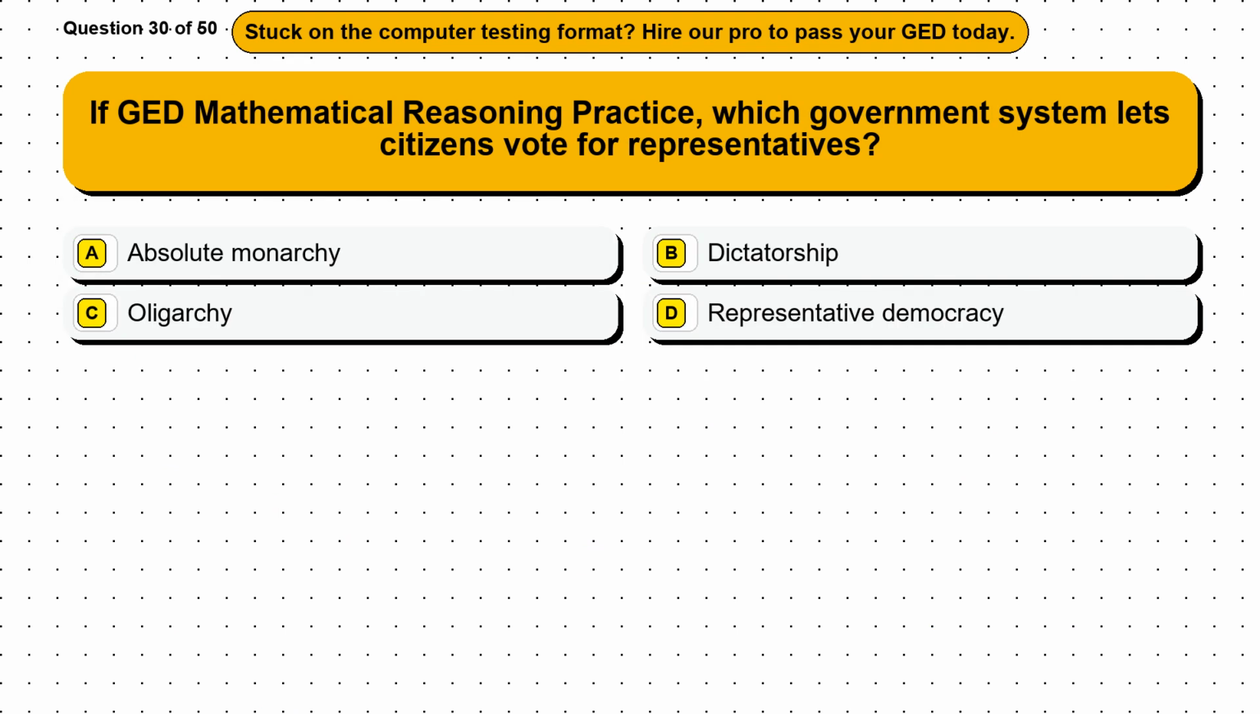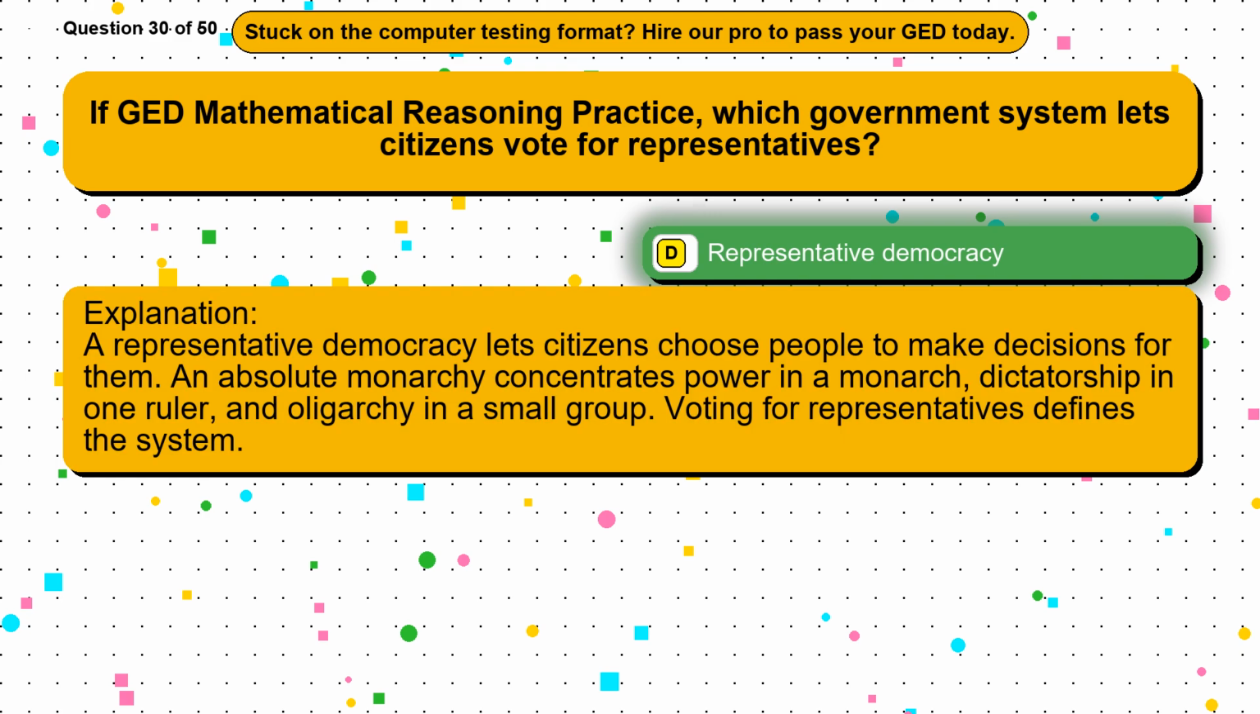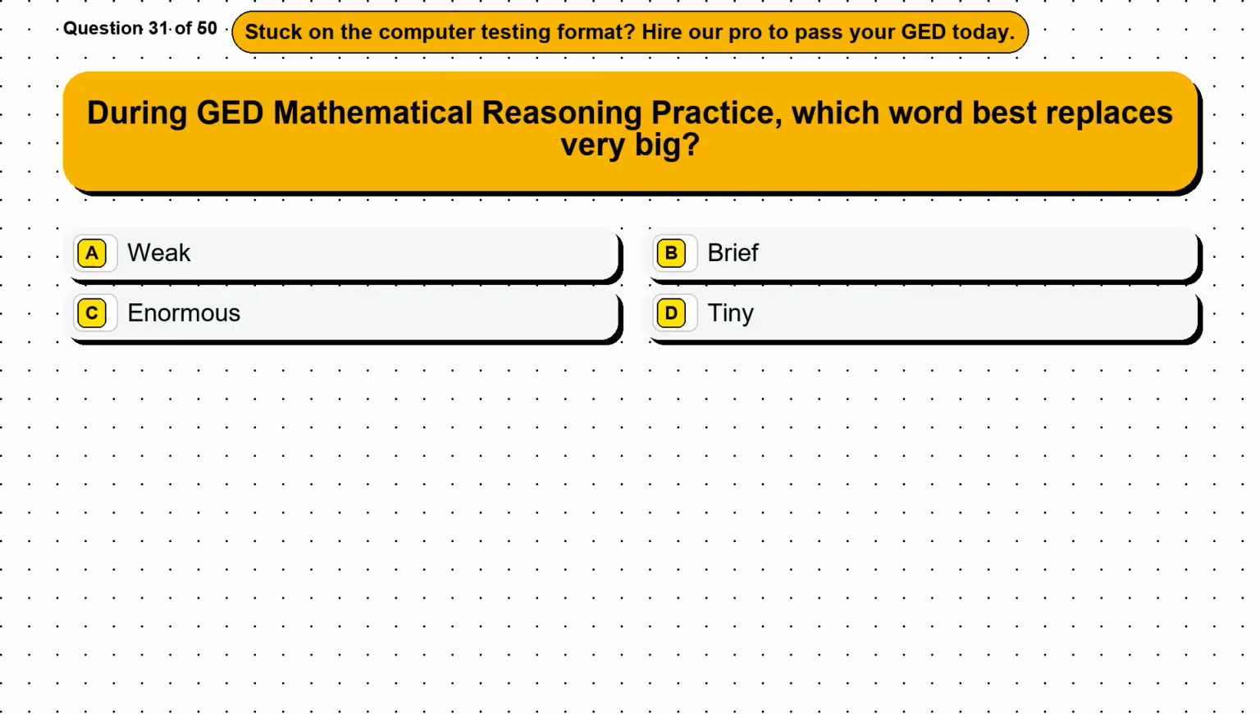Question 30. If GED Mathematical Reasoning Practice, which government system lets citizens vote for representatives? Option A. Absolute monarchy. Option B. Dictatorship. Option C. Oligarchy. Option D. Representative democracy. The correct answer is option D. Representative democracy. A representative democracy lets citizens choose people to make decisions for them. An absolute monarchy concentrates power in a monarch, dictatorship in one ruler, and oligarchy in a small group. Voting for representatives defines the system.